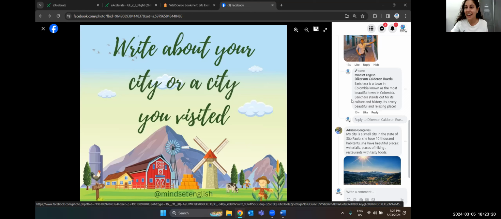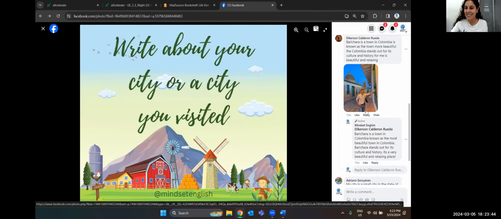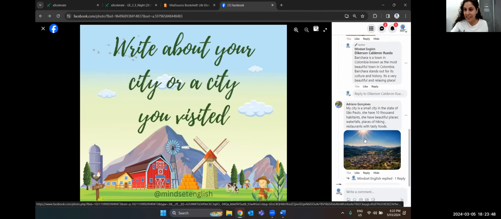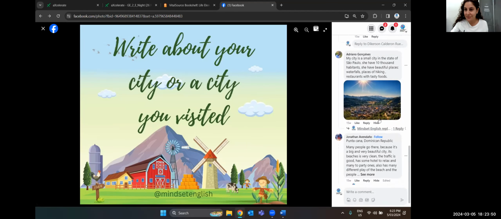Barichara stands out. That means you could just look at it and know, for its culture and history. So it's known for its culture and history. You go there, you will see culture, you'll feel it, enjoy it, you'll have that experience there. It's a very beautiful and relaxing place. Okay, so that's Dickerson in Barichara. Sorry if I'm saying that wrong. I'll read one more from Adriano.